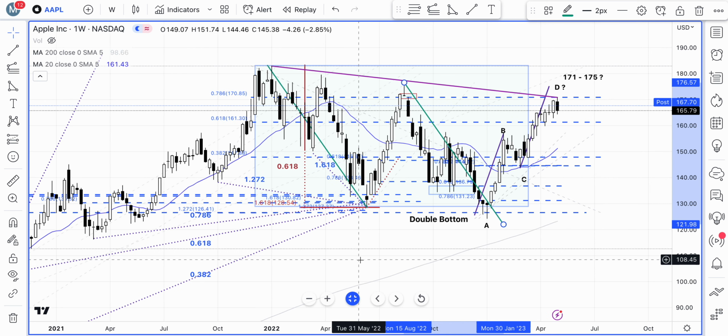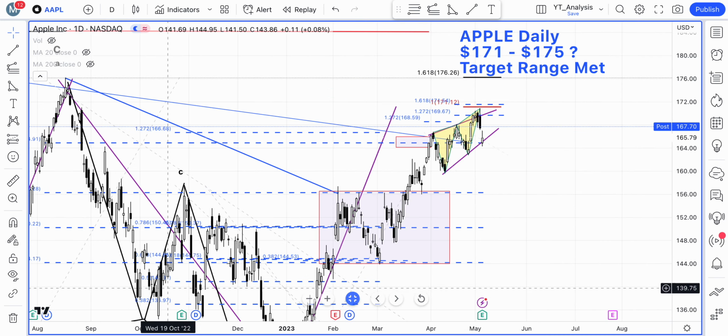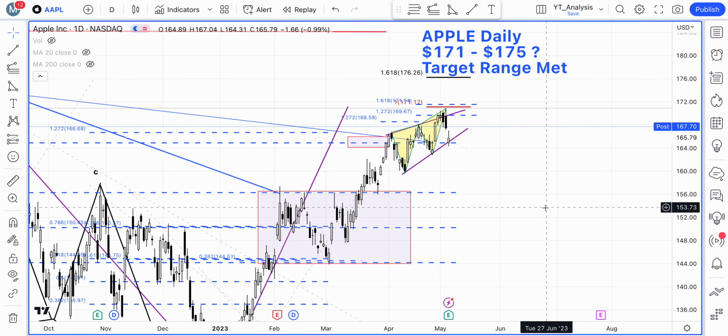So the chances of a pullback happening in the Apple stock are higher now because of the aspects which we have described in terms of the pattern formation. Let's move on to Tesla.